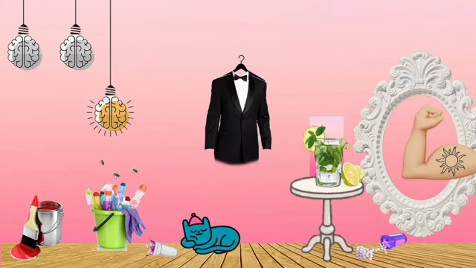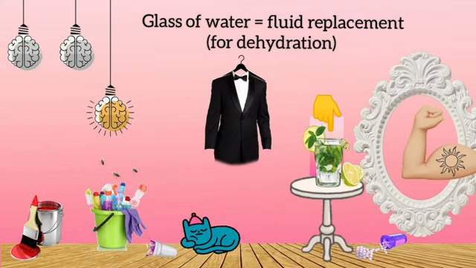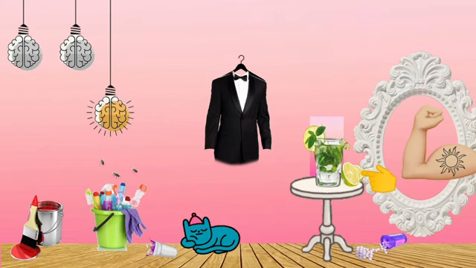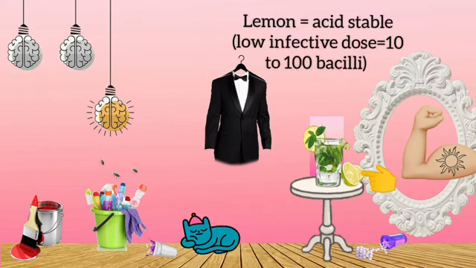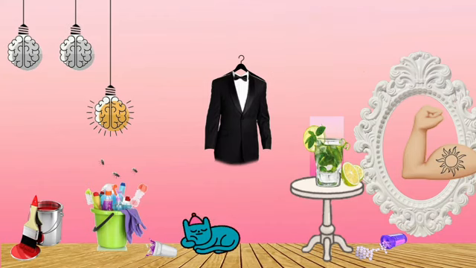Looking at the arms of the man, you can pretty much guess he's a bodybuilder. So he takes detox water, which you can see on the table, and medications which are lying on the floor. The glass with the drink represents that there is dehydration as a metabolic complication which requires replacement of fluids. The lemon beside the glass represents that Shigella is acid stable and thus requires a very low infective dose of about 10 to 100 bacilli to produce infection.